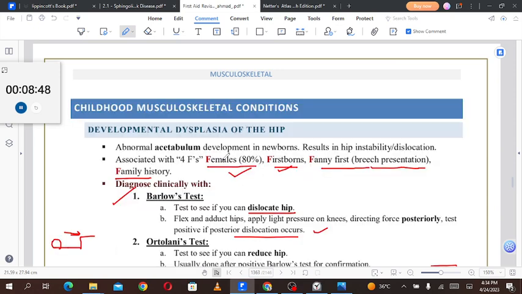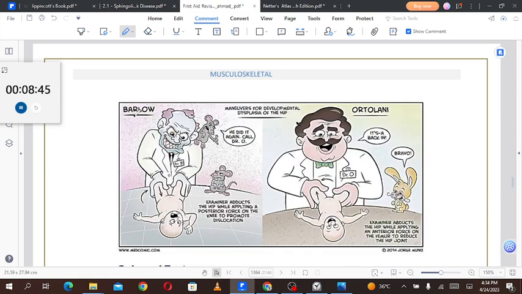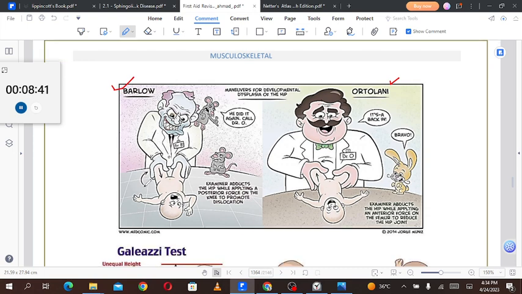Let's come back. So here is a picture of the Barlow maneuver and the Ortolani maneuver. Barlow is like an evil doctor who is pulling your femoral head out of the acetabulum. The examiner adducts the hip while applying a posterior force on the knee to promote dislocation. So he is dislocating it. He did it again. Call Dr. O.